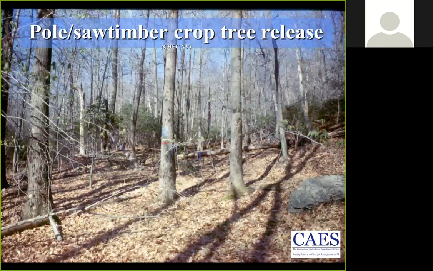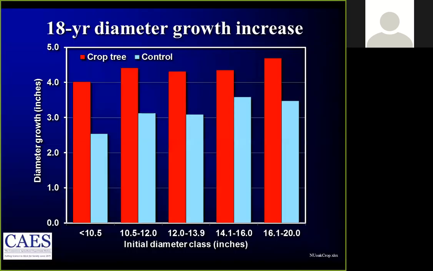Just one quick thing on pole and sawtimber to show you another study where we looked at 18 years. If you look at the pole timber trees, those that are less than 10 and a half inches in diameter, roughly 25 centimeters, or those that are 10 and a half to 12 inches in diameter, roughly 25 to 30 centimeters, if you do crop tree release around those trees, similar to what we're doing in the rehabilitation, you can dramatically increase the amount of growth in those trees with just a single crop tree release.